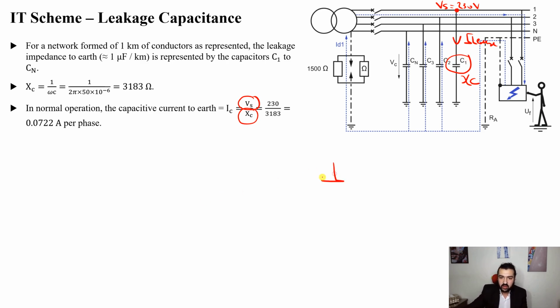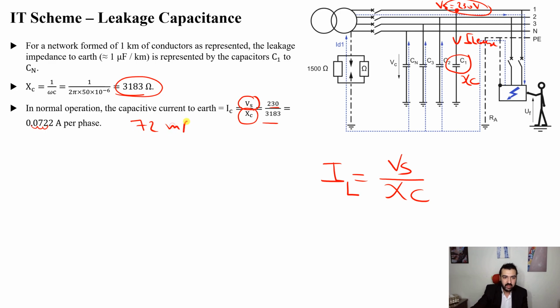What is its value? I leakage will be V supply divided by XC, which is 230 volt divided by this particular value, leading to 0.0722 amperes per phase, which is about 72 milliamperes for each phase, for this one and this one. What about the neutral?